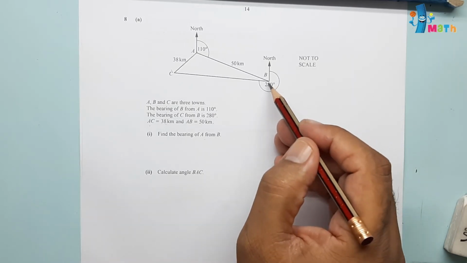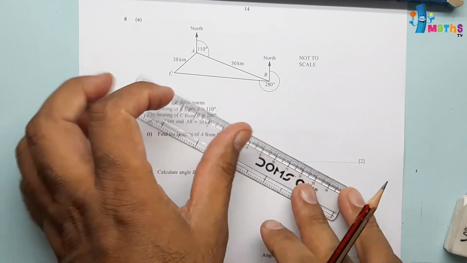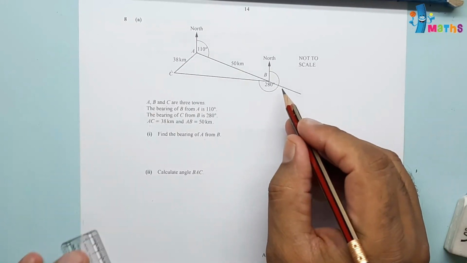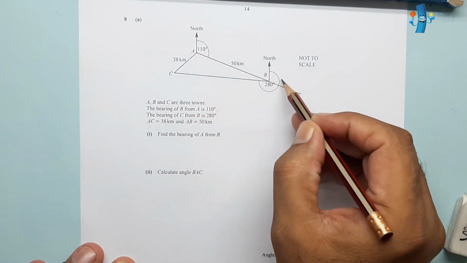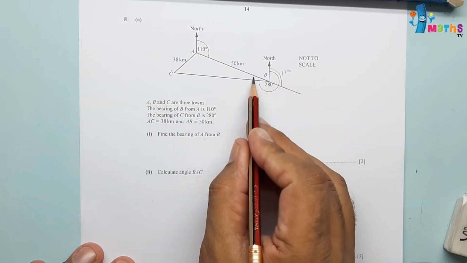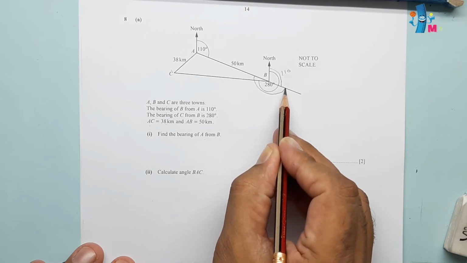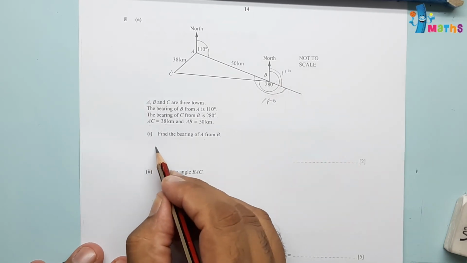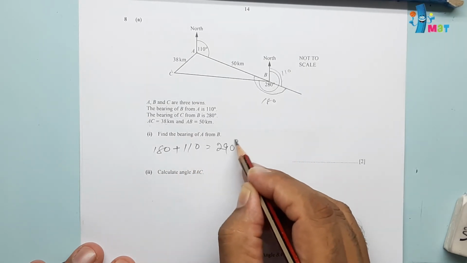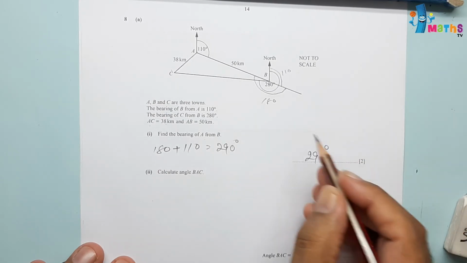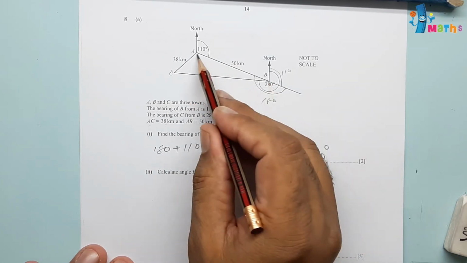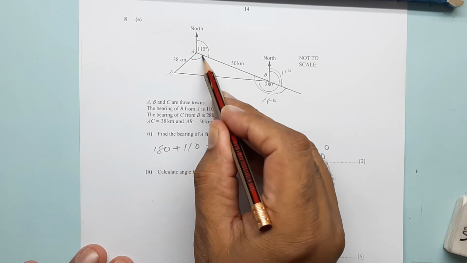So bearing of A from B. What we can do, we can extend this line. So if we extend this line, this will be 180. This is 110. This will also be 110, and this is 180. So 180 plus 110, we can write here, 180 plus 110 is equal to 290 degrees. Calculate the angle BAC. Basically this angle is required.